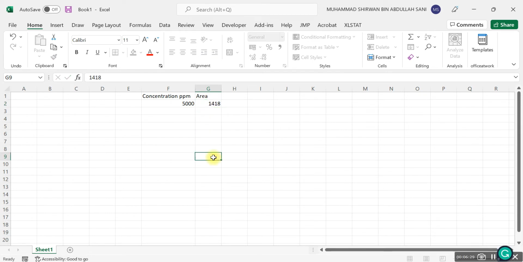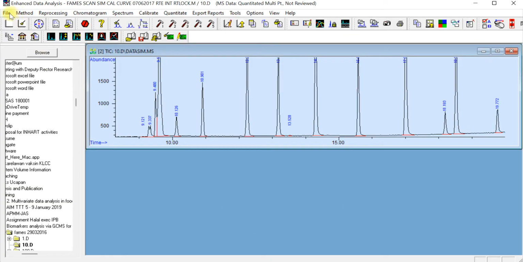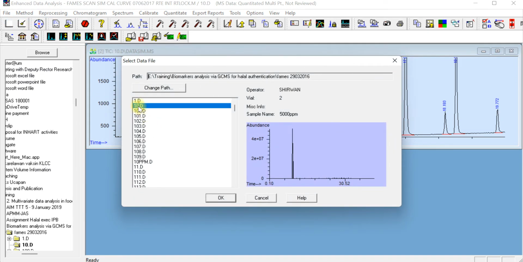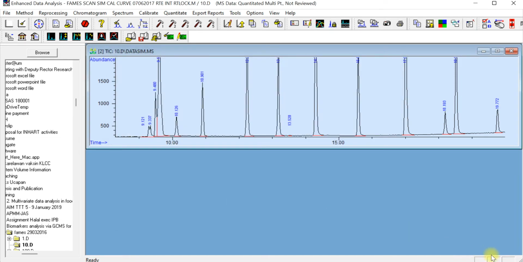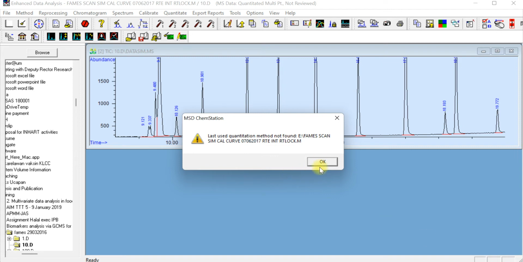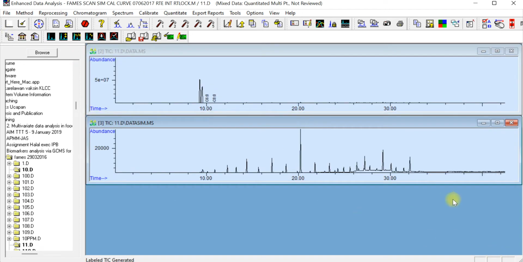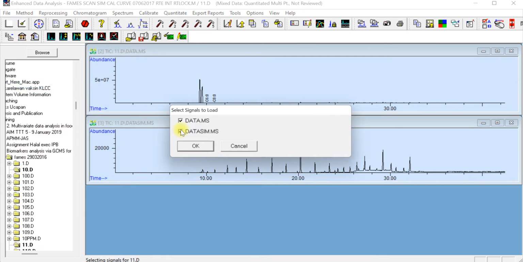1418. Okay, so just keep this data first, and then let's go to another, higher concentration. Open up a new file. At this file number, we have the 5000 ppm, and I want to get the higher concentration, which is 10,000 ppm. So you just open it. Okay, you have to do the similar thing: go to select the signal and then choose SIM data.